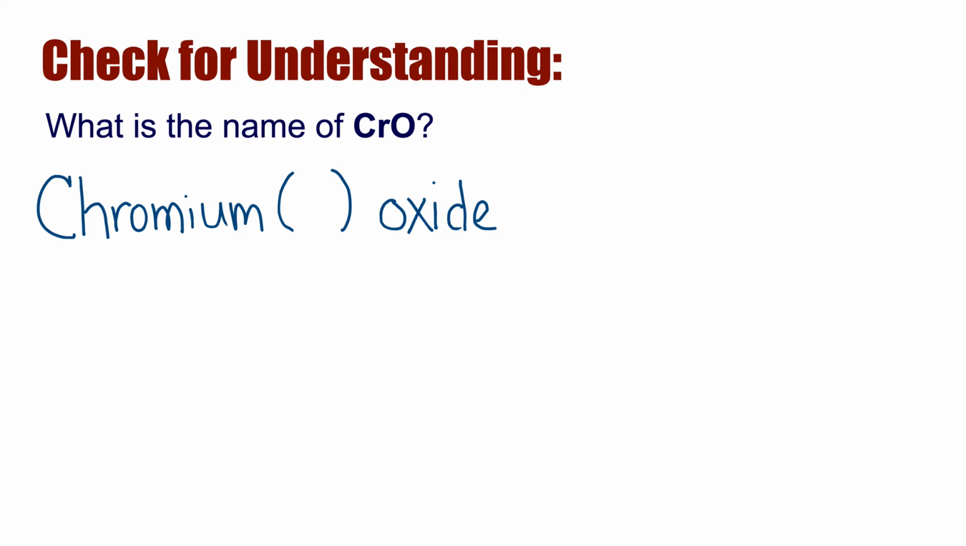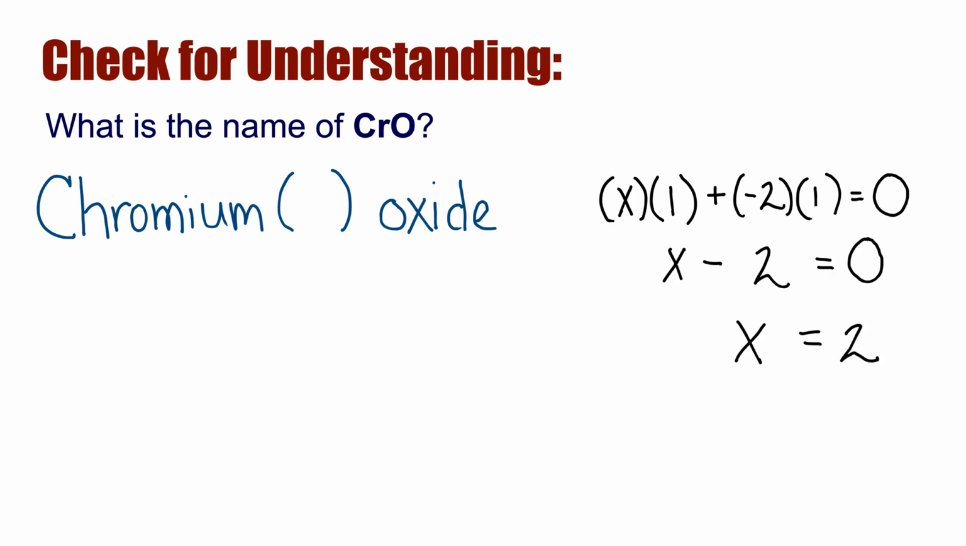Now I need to go through and use that algebraic formula in order to figure out what specific charge chromium is taking in this compound. So I don't know chromium's charge at this point. There's 1 in the formula unit. Oxygen takes on a charge of -2. There's 1 of them in that formula unit, and I set it equal to 0. When I go through and solve for x, I get that x is equal to 2. So I plug a Roman numeral of 2 into the parentheses, and that is telling me that in this specific compound, chromium is taking on a charge of +2.